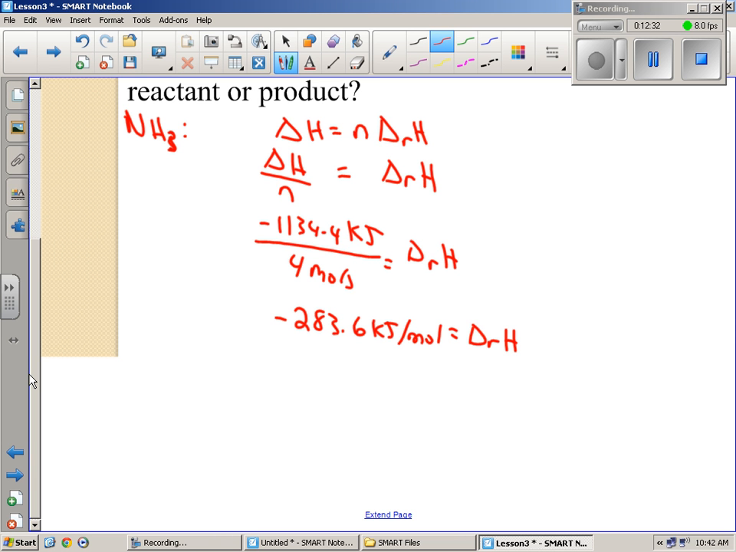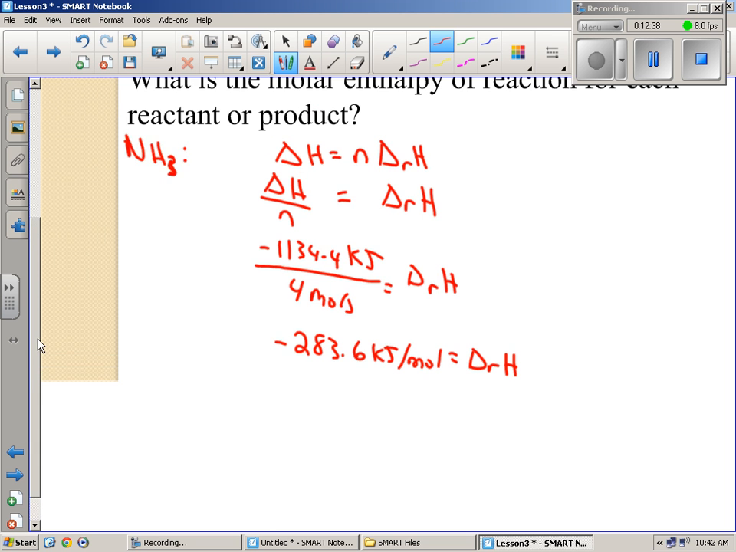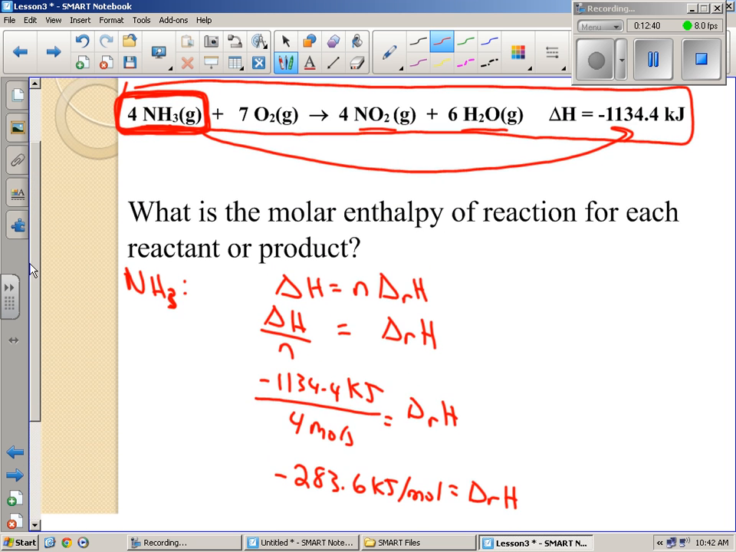Molar refers to the term moles, right? The molar enthalpy of 1 mole of burning that. So look up here, once again. 4 moles gives me this much heat, right? What I'm saying to you is, what's the molar enthalpy? How much heat do I get for burning just 1 mole? That's what we call the molar enthalpy. So 1 mole here would give me negative 283.6 kilojoules.